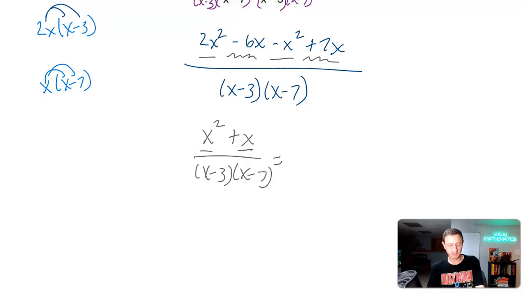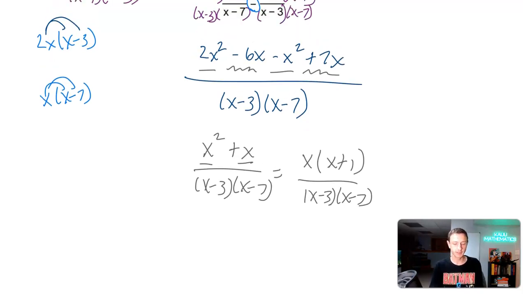I could factor out an x squared and x. I could take out x. That's going to be x times x plus 1 over x minus 3, x minus 7. That doesn't really help us out, but it's always good to just factor and try to simplify as far as possible. But again, that doesn't do anything for us. Like, I don't have an x plus 1 over an x plus 1. So I would just leave it as that.